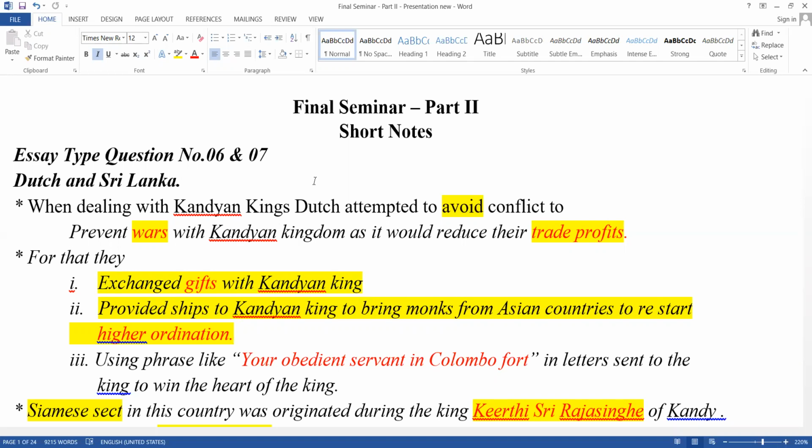Sometimes in the country, higher ordination had been stopped. That should be done by the king under the king's patronage. If there are some weak rulers, they stop doing this. Then when another king comes back to power, he has to restart higher ordination. So they must bring monks from Burma or Thailand. The majority of the kings brought these monks from Burma, and very rarely, one king brought monks from Thailand, that was King Kirti Sri Rajasinghe.